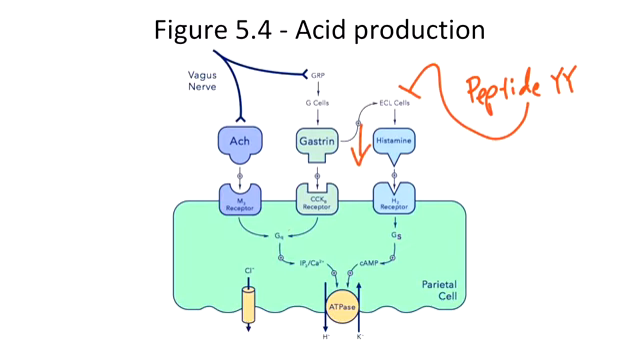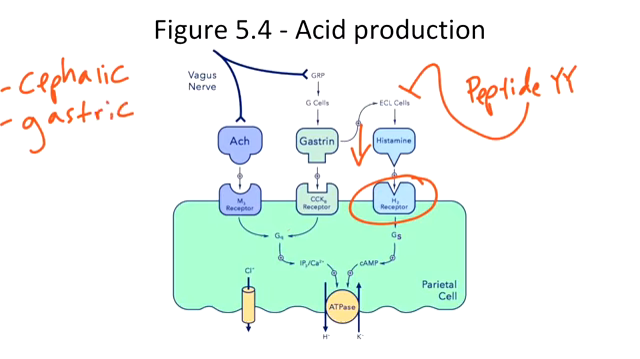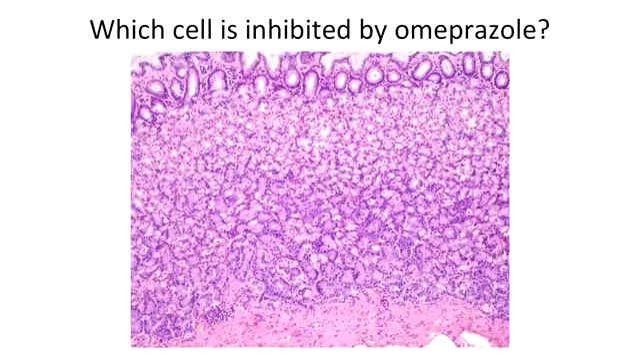If histamine is decreased, then the H2 receptor is not stimulated as much, which results in decreased acid production. So remember, acid secretion occurs in 3 phases: the cephalic phase, the gastric phase, and the intestinal phase. Okay, with this in mind, let's do a few questions. Which cell is inhibited by omeprazole?